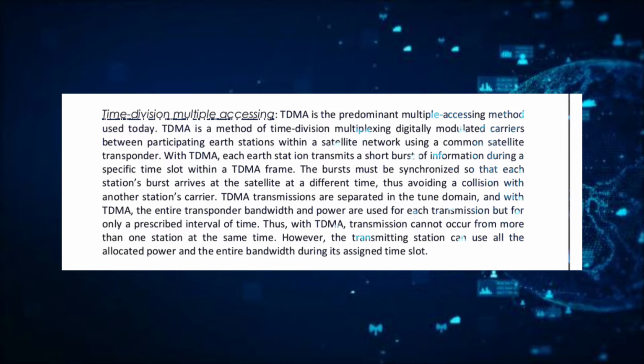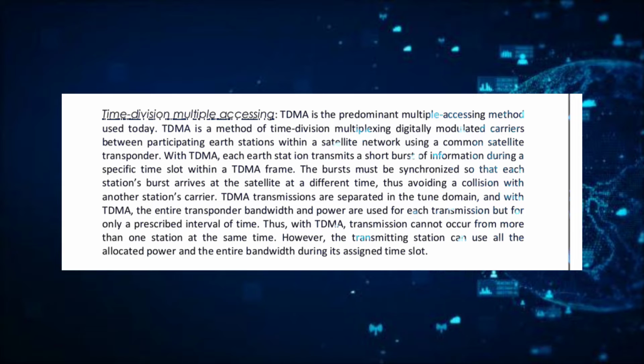Time division multiple accessing (TDMA) is the predominant multiple accessing method used today. TDMA is a method of time division multiplexing digitally modulated carriers between participating earth stations within a satellite network using a common satellite transponder. With TDMA, each earth station transmits a short burst of information during a specific time slot within a TDMA frame. The burst must be synchronized so that each station's burst arrives at the satellite at a different time, thus avoiding a collision with another station's carrier.